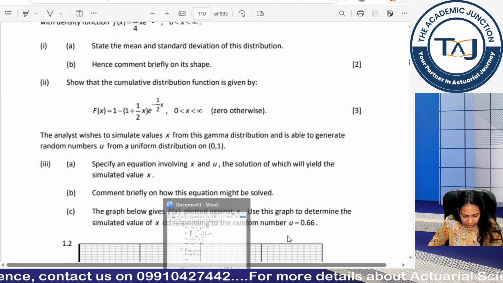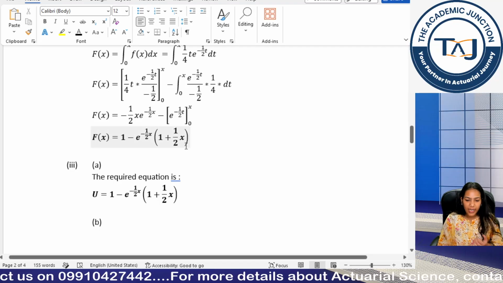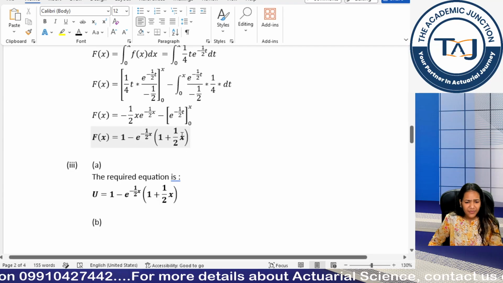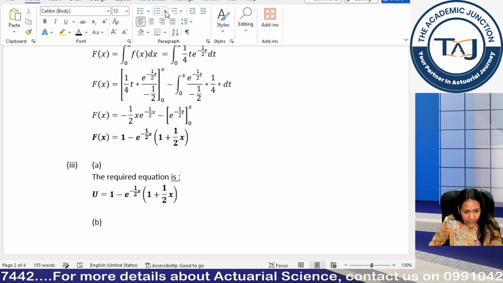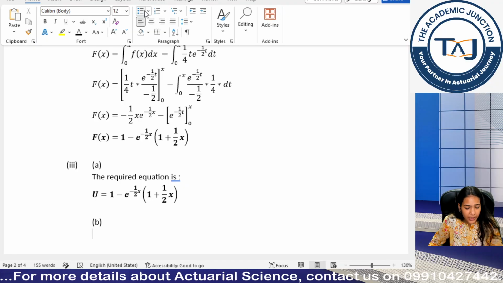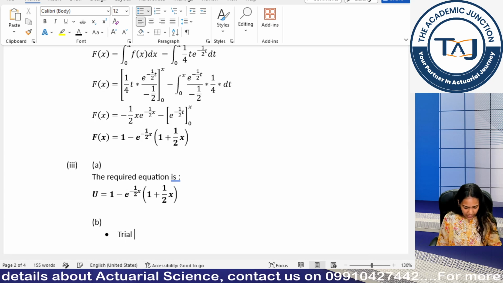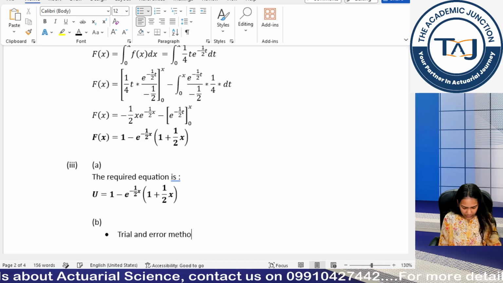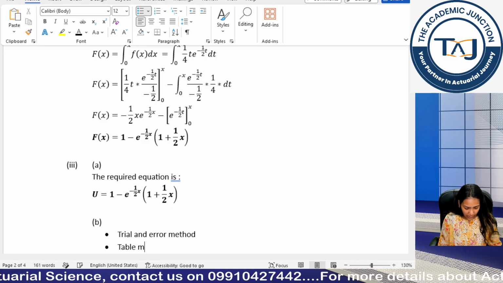Comment briefly on how this equation might be solved. So we have various ways. These are trial and error methods. Let's use pointers here. You will understand the use of pointers. We can see this bullet point here, so use this bullet point. First I will write trial and error method. Then I can use table mode on calculator.